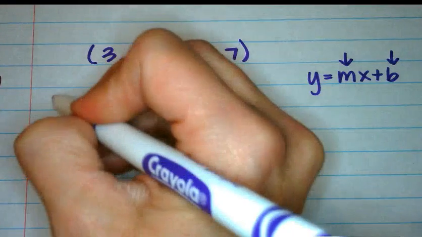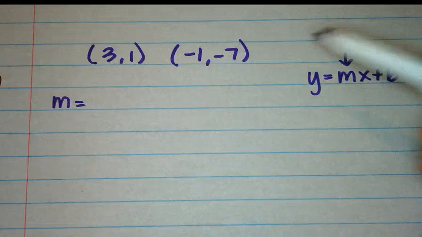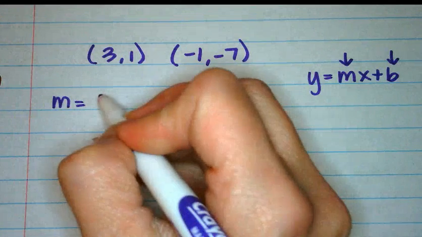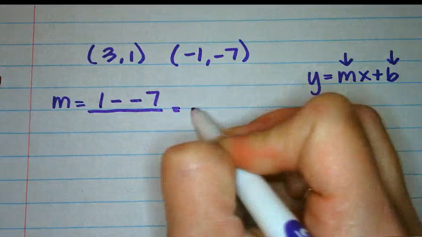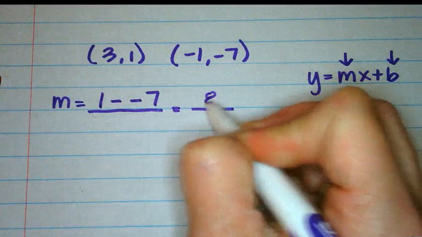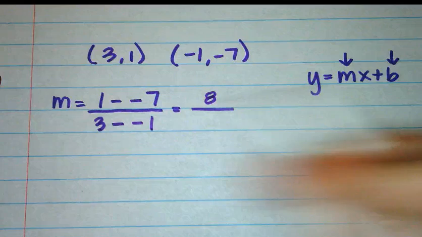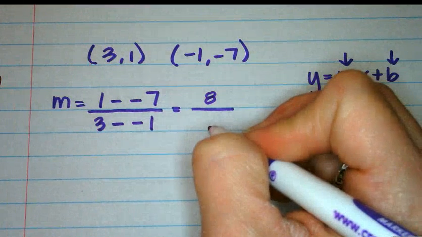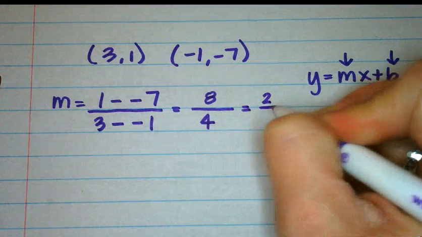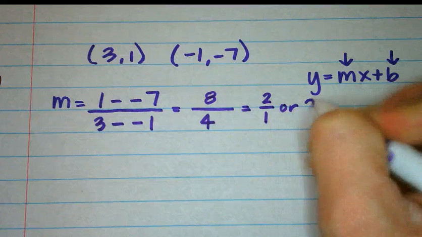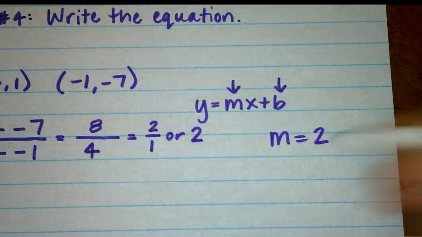Well, we can figure out the m, which is the slope, by doing y minus y over x minus x. So I'm going to do 1 minus -7, and that answer is 8. And then I'm going to do 3 minus -1, and that answer is 4. And I can reduce that to be 2 over 1, or 2. So now I know that the m is 2.